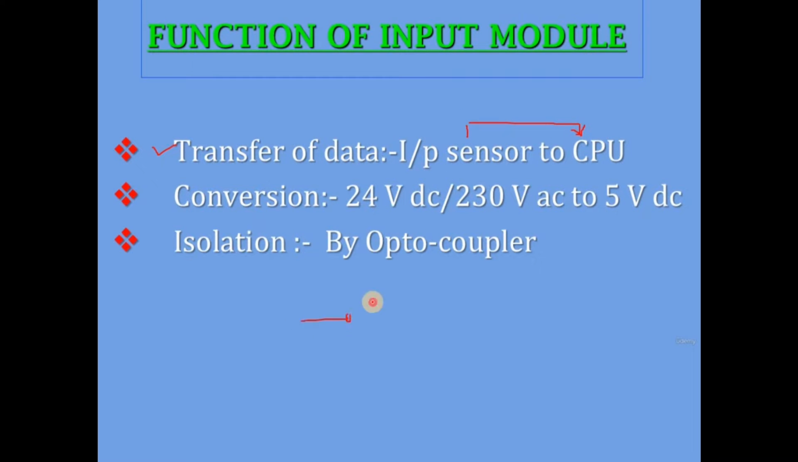When I press the switch, it will send the signal to the CPU, right? And we have already discussed the role of the CPU. It will process the downloaded program, execute the program, and accordingly we will get the output.